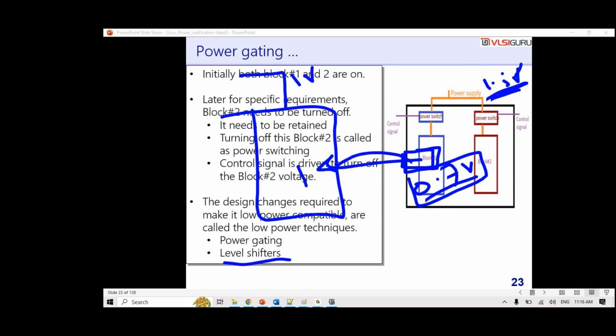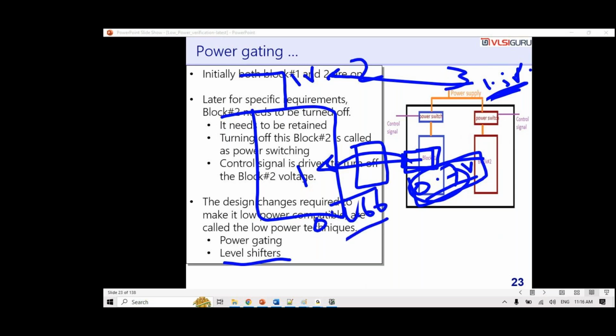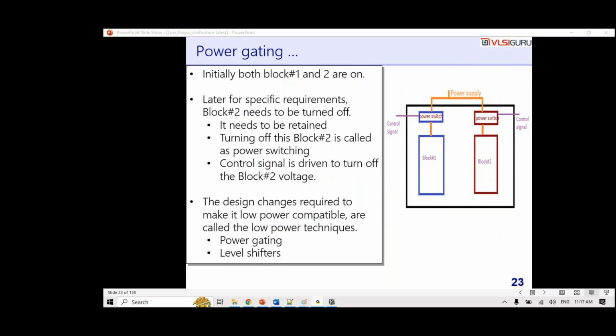So for that we have to use level shifters. Here we'll use a level shifter which will linearly reduce the voltage. See, 1.5 is to 1 is what? 3 is to 2. So it will make 0.7 become 0.466. That's what the level shifter will do. We'll talk more about what power gating is and what level shifters are.